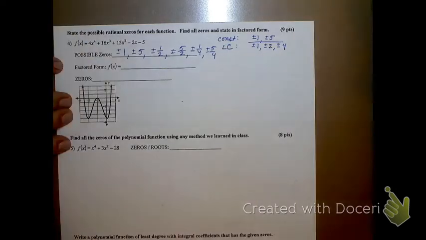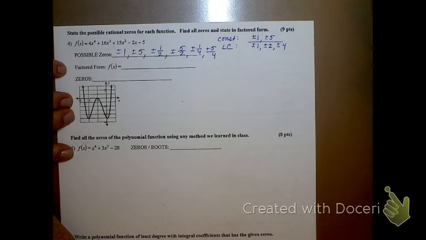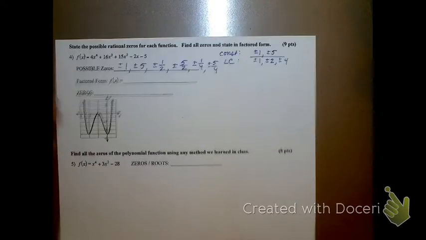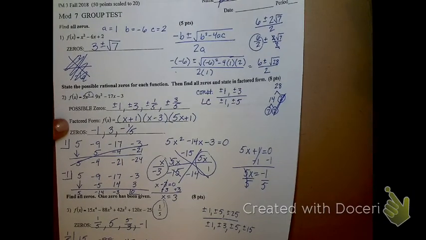That's my list of possibilities. We good there? Good answer. Factored form and then the zeros, again, that's going to be like what I did here in number 2. The difference with this problem is I give you a graph.